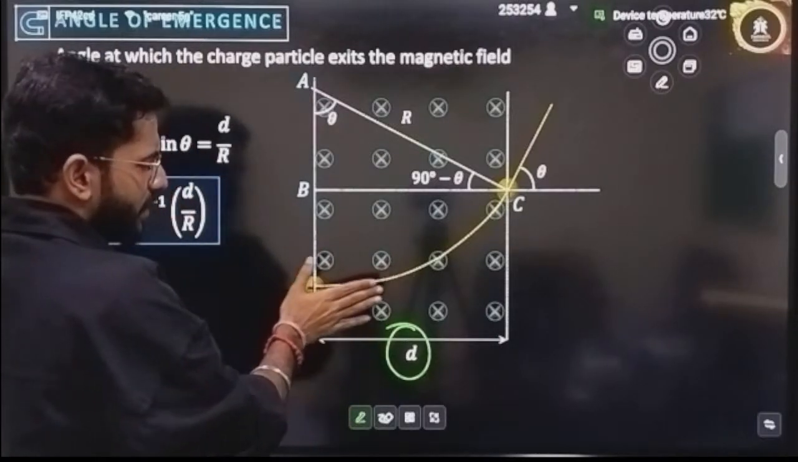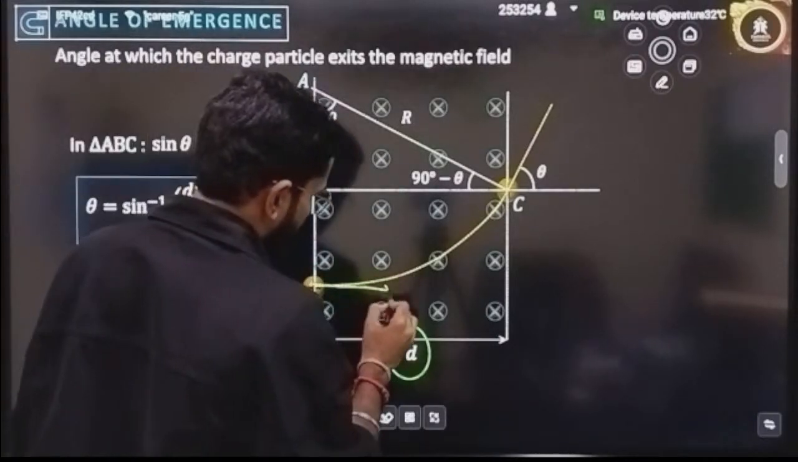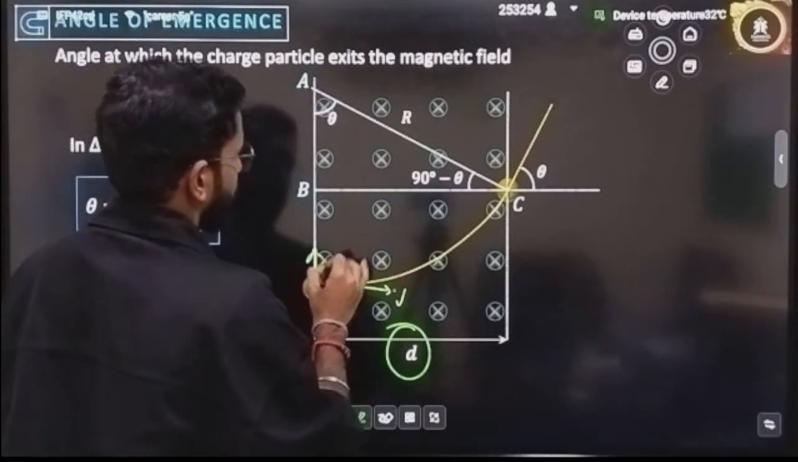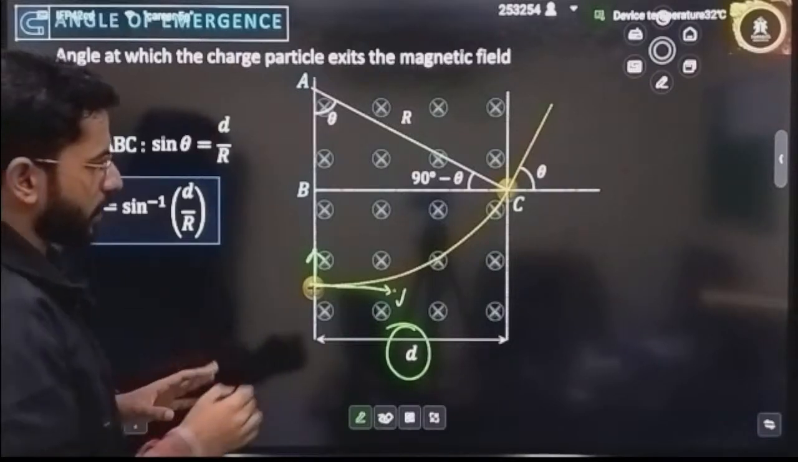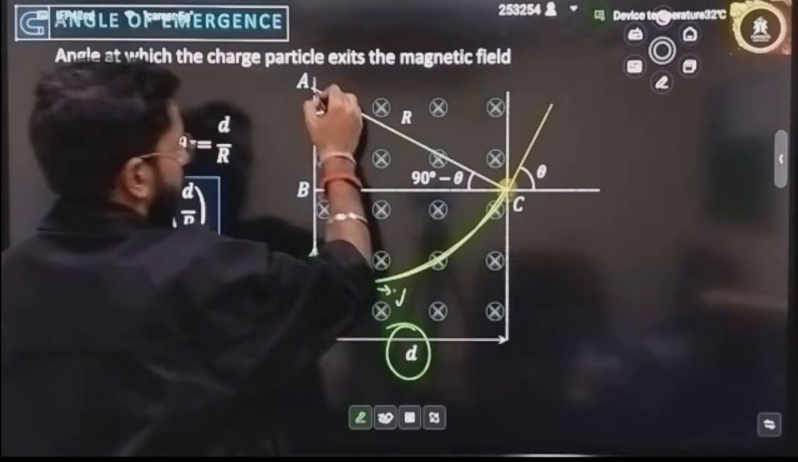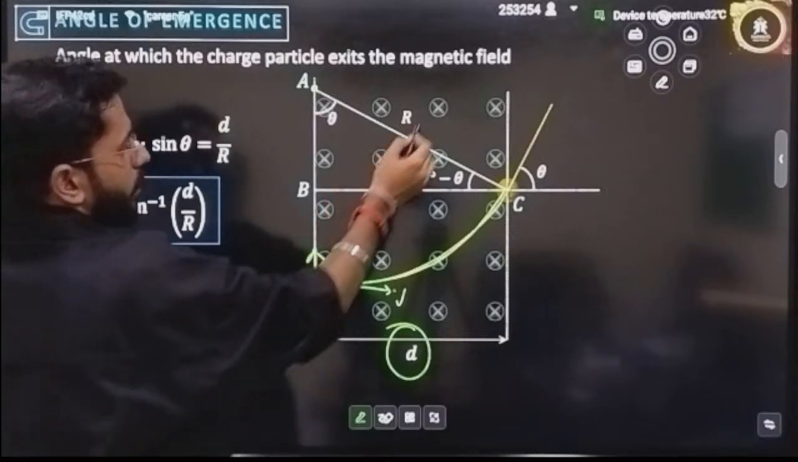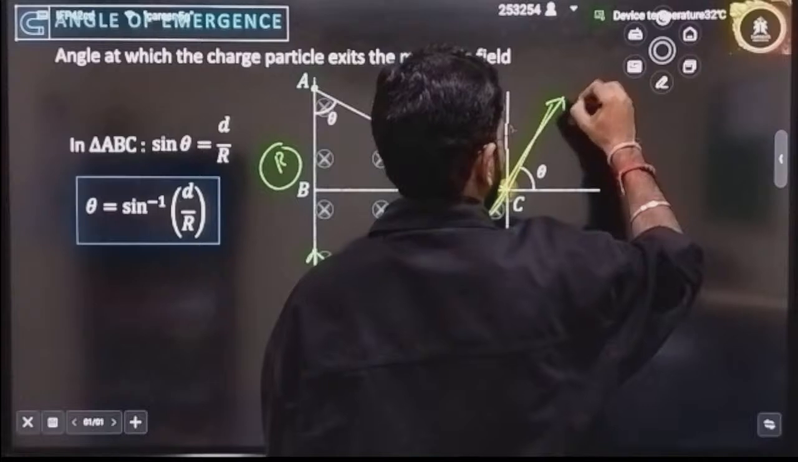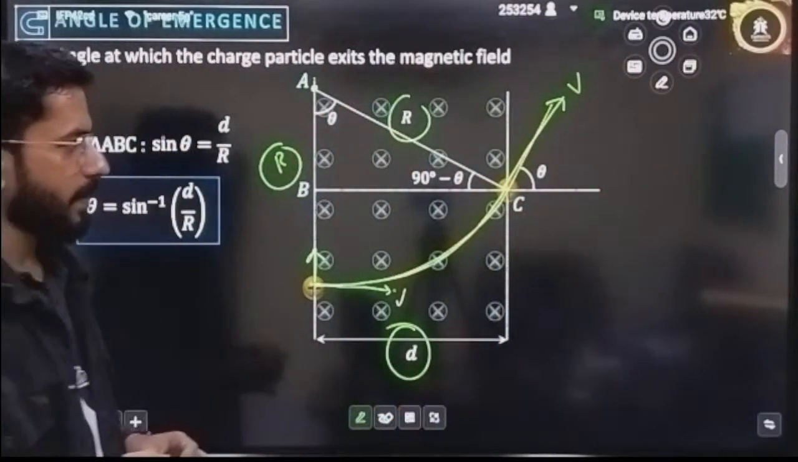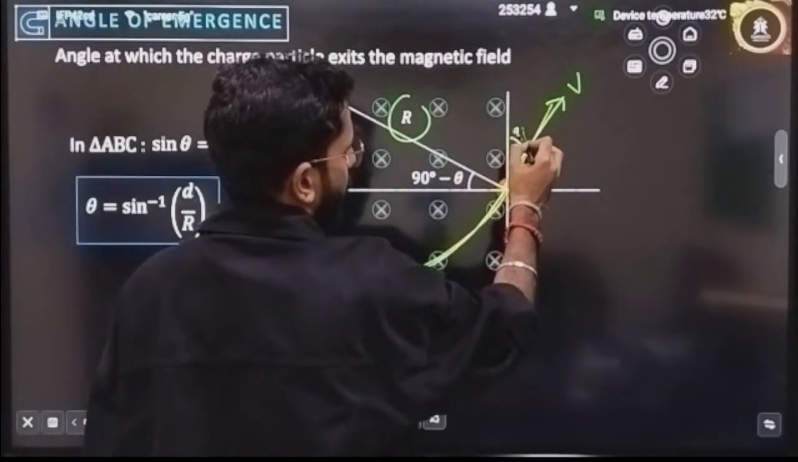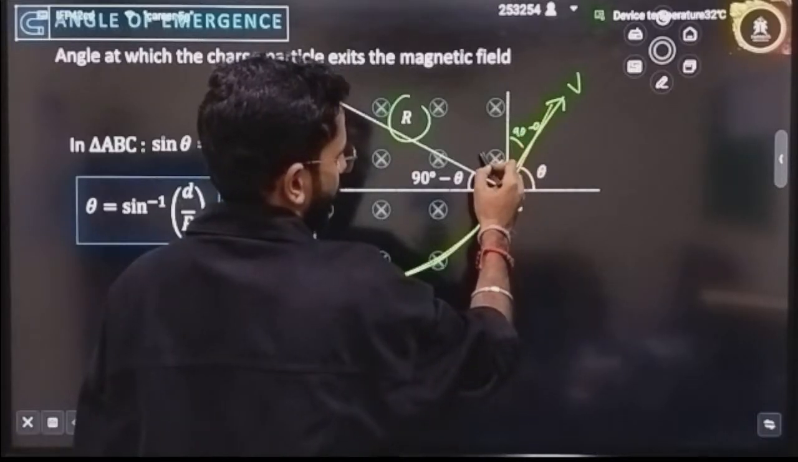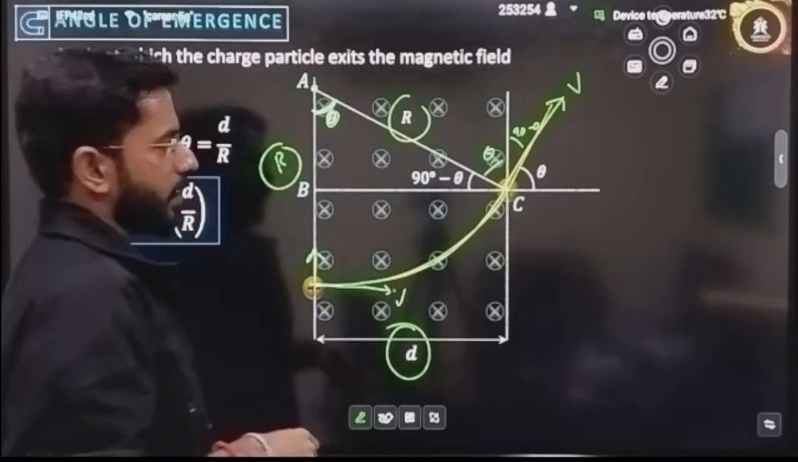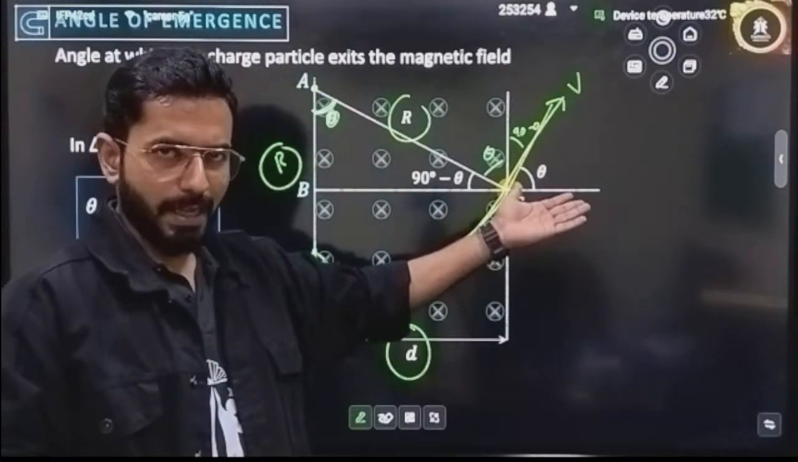Firstly, let's suppose it is entering at some velocity v here. What will you say? V cross B. What is the direction that you are getting? This is the direction. That means it is going to perform a circular motion in somewhat this kind of way, and this is the center. That means this is the radius, this is also the radius. I am assuming at some angle theta it is going to exit from this magnetic field. If this angle is theta, this angle is 90 minus theta. If this angle is 90 minus theta, this angle will be theta. If this angle is theta, this angle is also theta. Exactly what do I have to calculate? I have to calculate this angle theta.